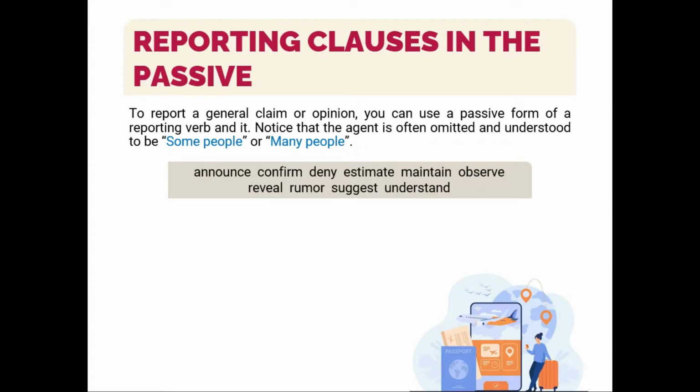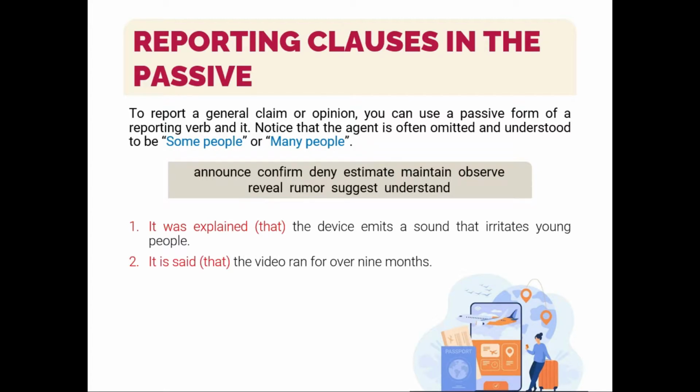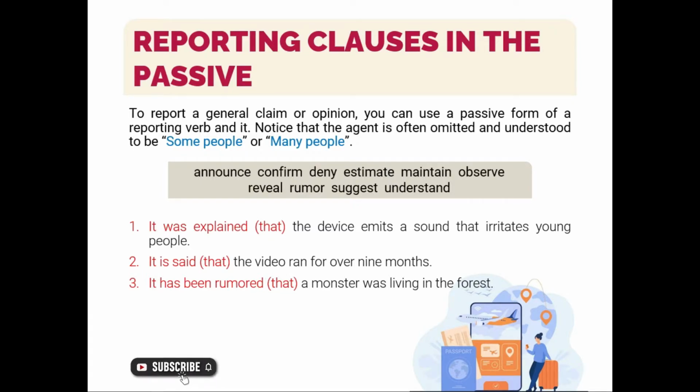For example, number 1. It was explained that the device emits a sound that irritates young people. Number 2. It is said that the video ran for over 9 months. Number 3. It has been rumored that a monster was living in the forest. Keep in mind that you can exchange those reporting verbs as you need, creating phrases like it is estimated, it has been denied, it was confirmed, or it has been revealed. The reporting verb you use is going to be based on the message you want to convey.